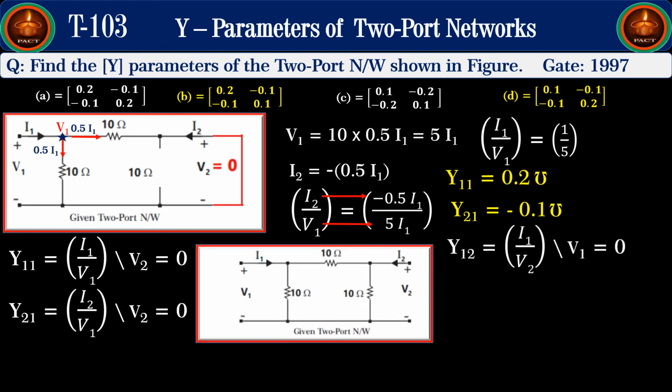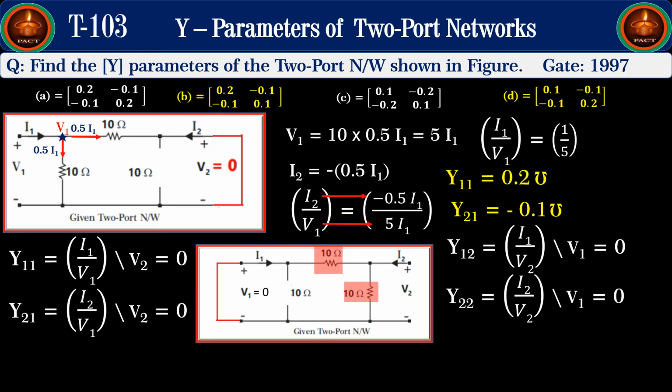Similarly, we know y12 is equal to I1 upon V2 when V1 is equal to 0, and y22 is equal to I2 upon V2 when V1 is equal to 0. Meaning, to find y12 and y22, we have to enforce V1 equal to 0. Now you see that once V1 is forced to 0, this 10 ohm resistance is short circuited, the voltage across it is 0, the current flowing through it is 0, and so we can consider that branch to be open.